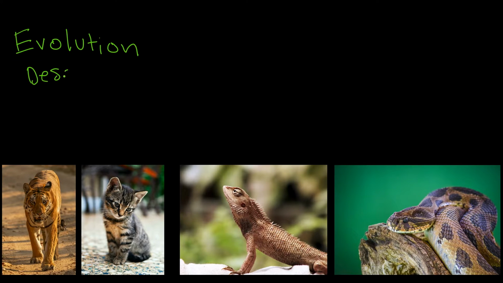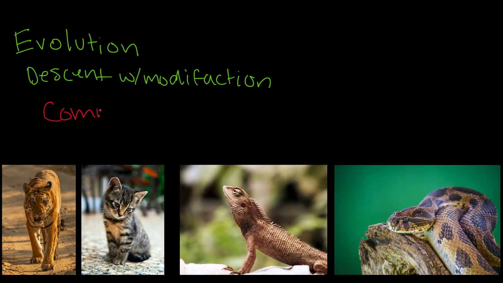Evolution is defined as descent with modification. It is this modification that is responsible for the diversity in life that we see today. Within this biological diversity, we see similarities between different organisms. These similarities are often a result of common ancestry.